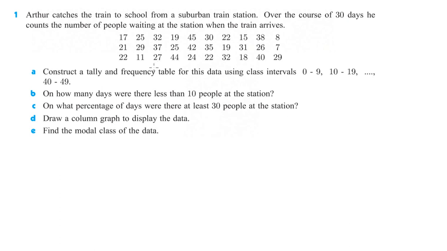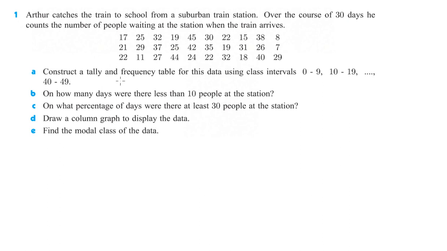I'm going to take you through some of the problems on the 11E assignment. Okay, number one here starts with Arthur catches the train to school from a suburban train station. Over the course of 30 days, he counts the number of people waiting at the station when the train arrives. So that's all the numbers that he counted.